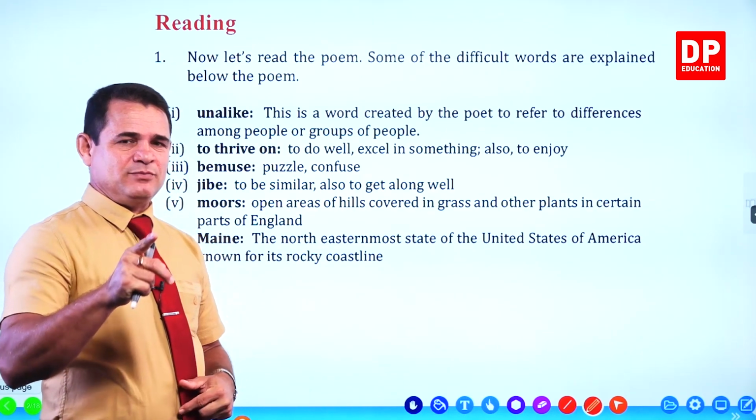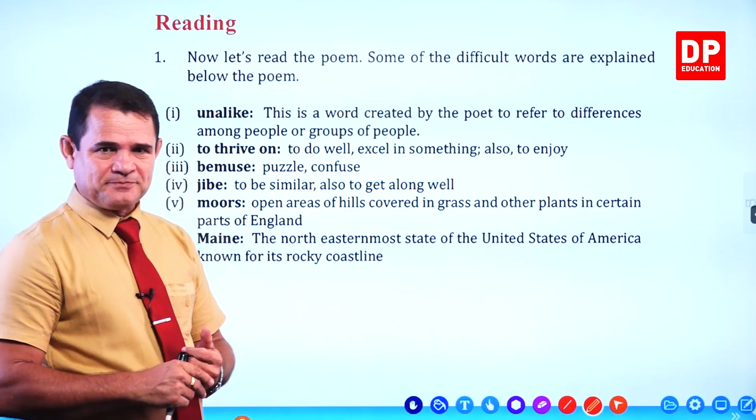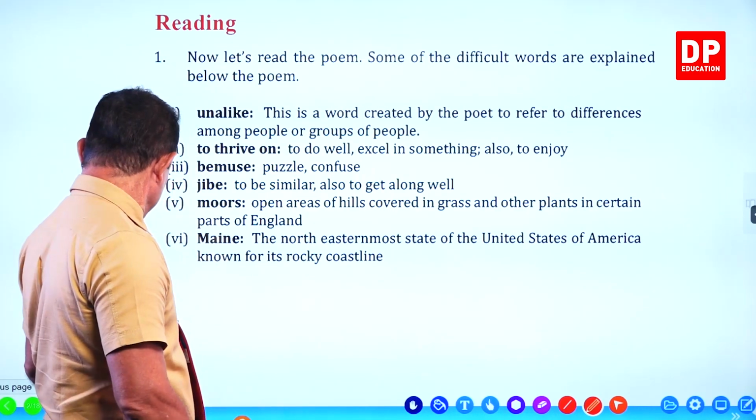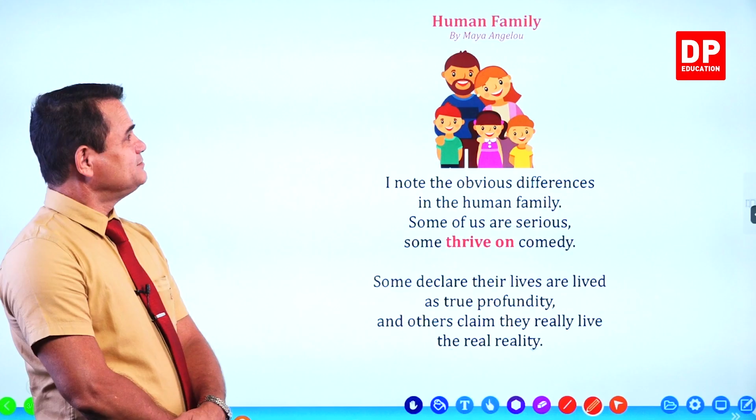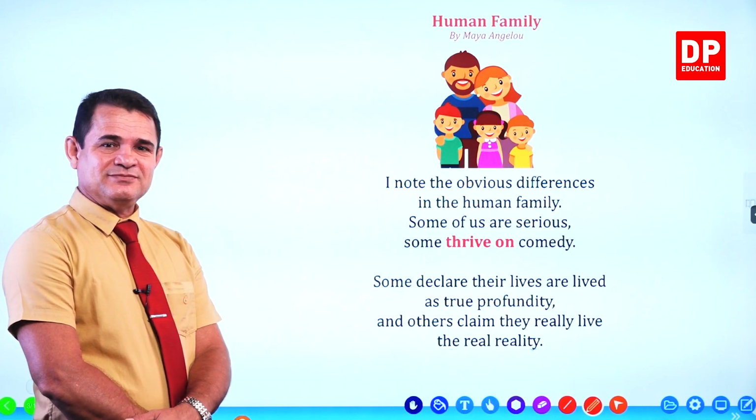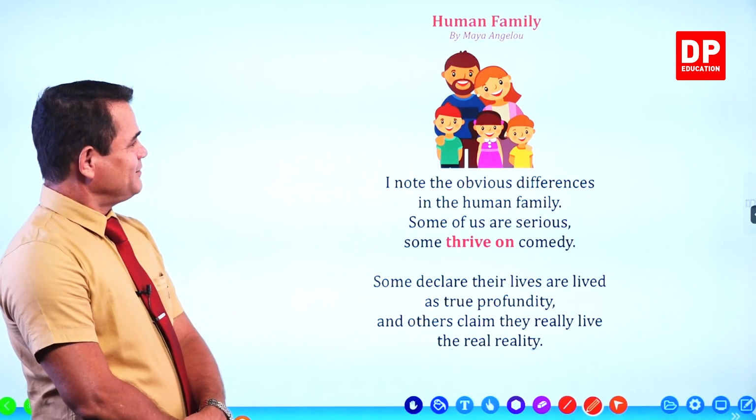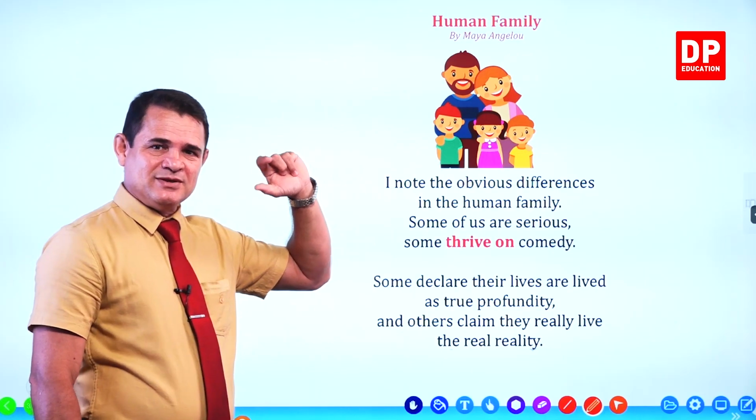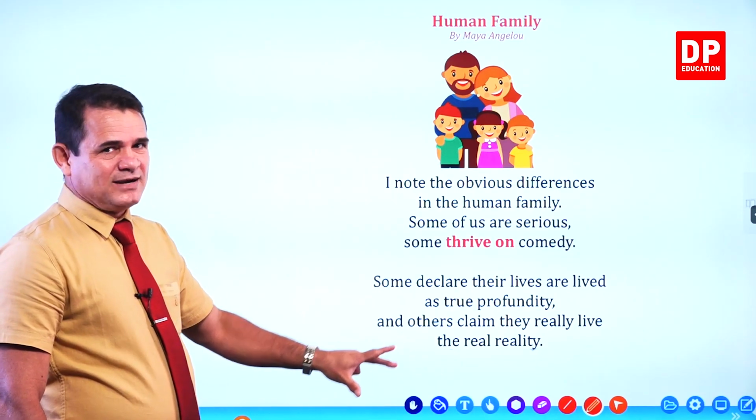If you look at the book, you can see these below the poem. Now look at the title of the poem, Human Family, and the picture. Looking at the title and the picture, you can get an idea what you are going to read. Now let's read the poem.